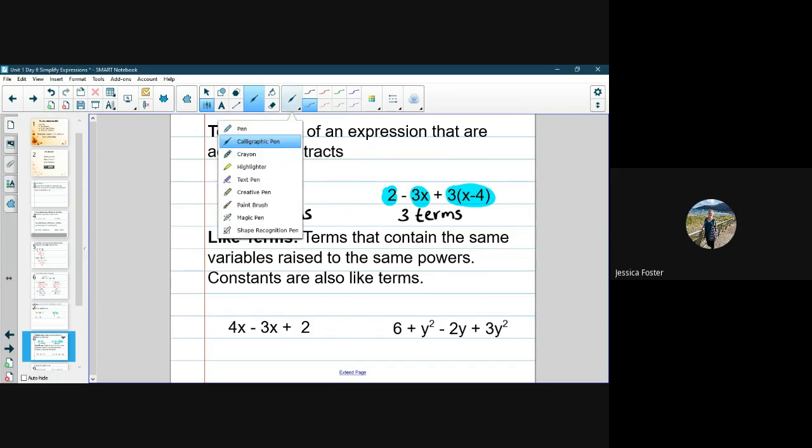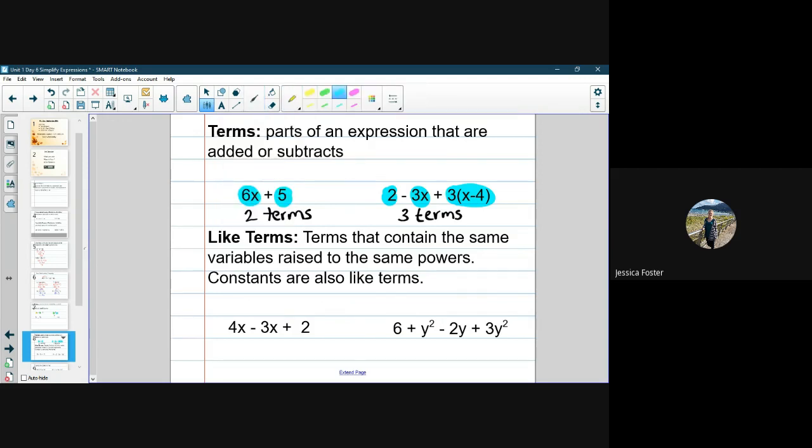So looking at our first example here, I have 3 terms, 4x, 3x, and 2 that are being separated by addition or subtraction signs. And on the right there, I have 1, 2, 3, 4 terms, 6, y squared, 2y, and 3y squared. We're going to go ahead and identify our like terms. They need to have the same variable raised to the same power. You'll notice that we have x in both of these terms. So those would be considered like terms.